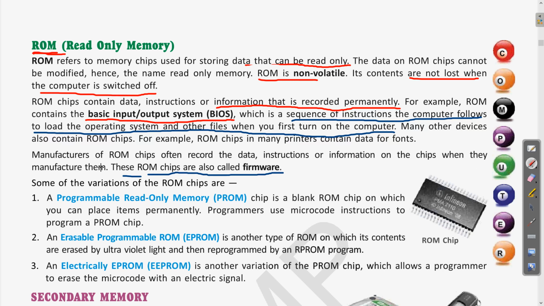So when all of these devices are made, at the time of their manufacturing only, these chips are installed in these devices, and they function, and the device works according to the program which is embedded in those chips, and that is why they are also called firmware. Clear? So ROM chips are also called firmware. Not only in the computer, we can find it in many electronic devices.